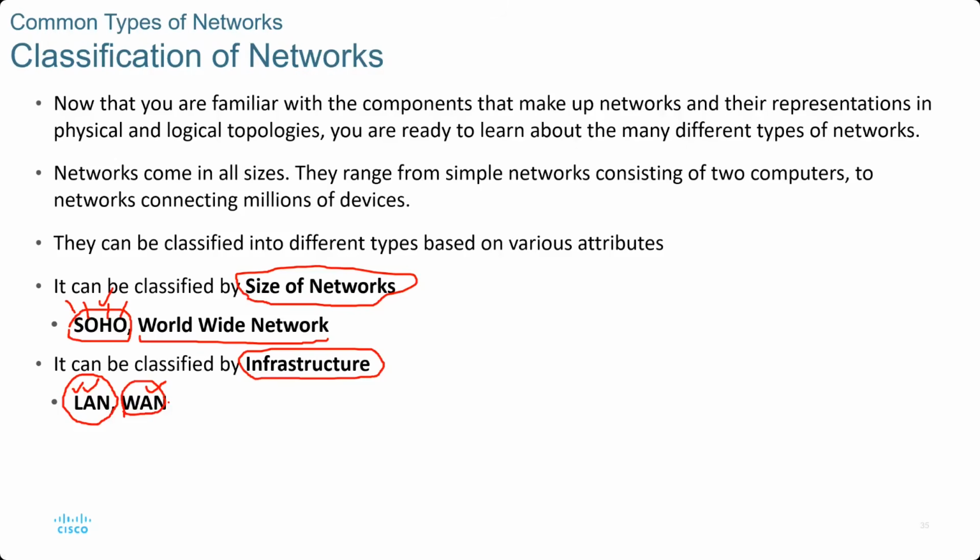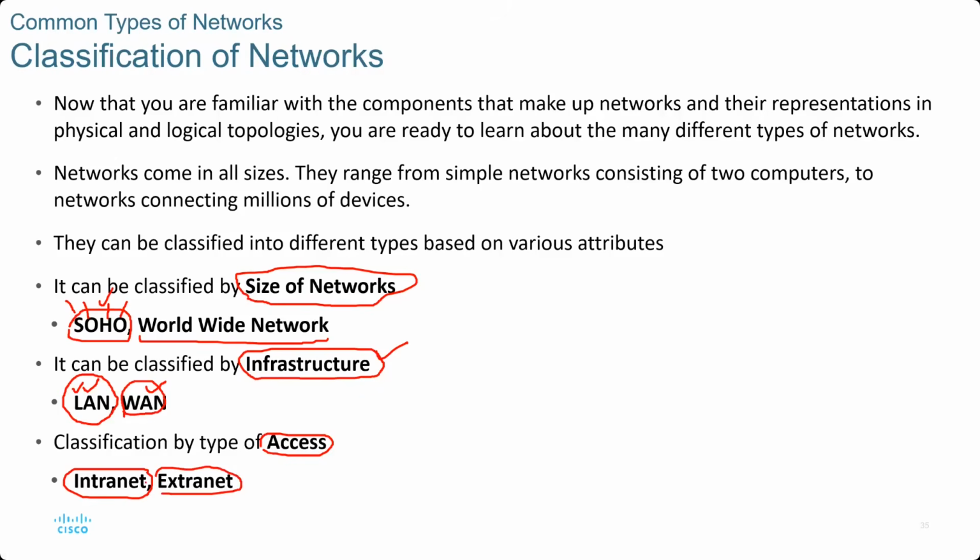It is slow, it is costly, it spans long geographical areas. So that's what we mean by classifying based on infrastructure. So when we classify networks based on infrastructure, we have LAN and WAN. We can classify it by type of access. Who has access to this network? In that case, we can think about intranet and extranet as opposed to internet.